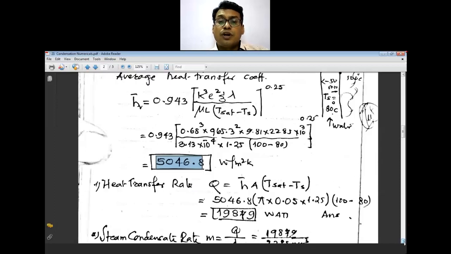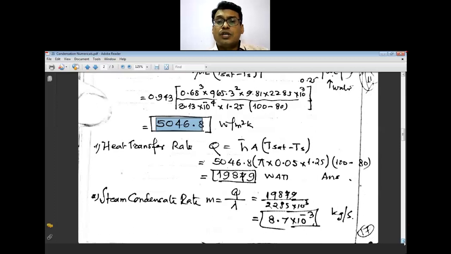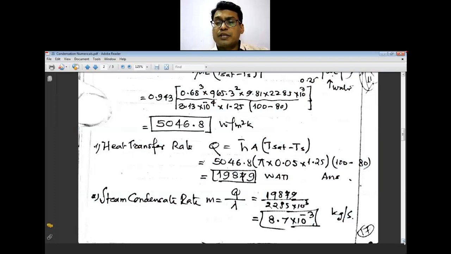This is for the vertical tube, and the heat transfer rate Q is equal to h A delta T. So this is h into the surface area of the tube, pi times the diameter of the tube times the length of the tube. This is the surface area on which the condensation is taking place. The temperature difference is 100 for the steam and 80 degrees Celsius inside. So steam condensate rate m is equal to Q upon lambda, that comes in kgs per second as 8.7 into 10 to the power minus 3.